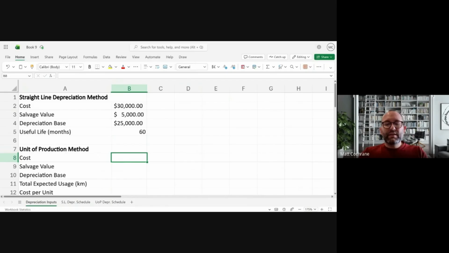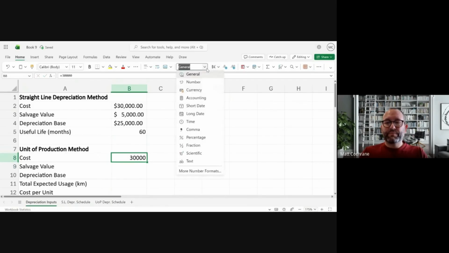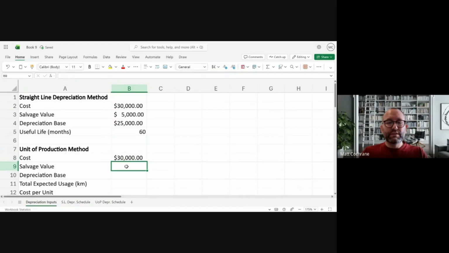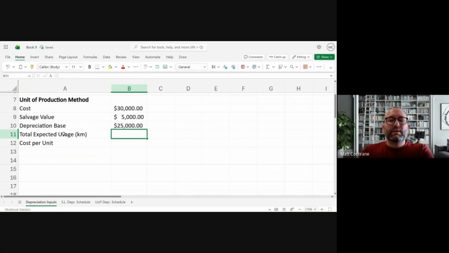In this case, we still have the same $30,000 asset. The salvage value is still 5,000. And the depreciation base is the difference between the two. Now we need an estimate for the total expected usage. So for this particular car, we're going to take a look at, say, 200,000 kilometers, okay?